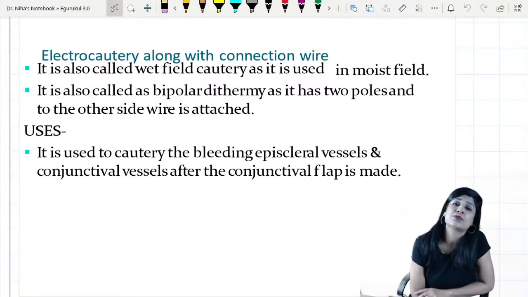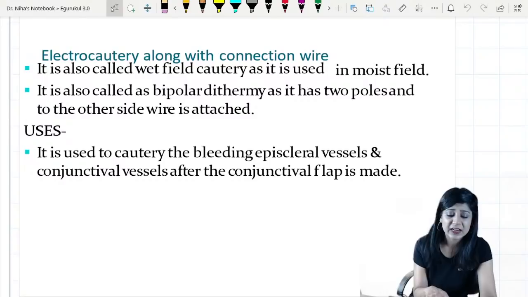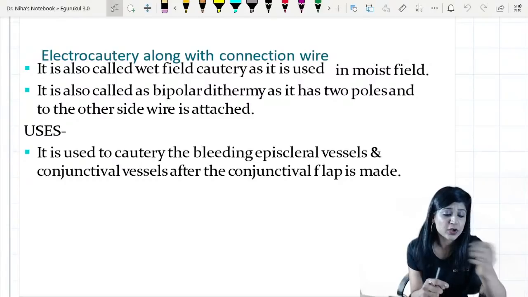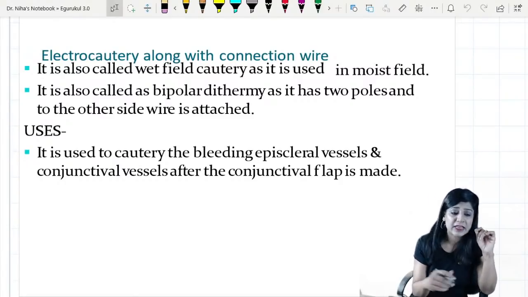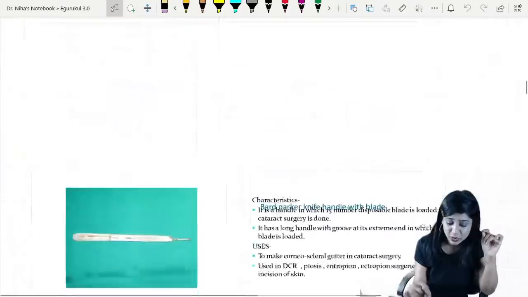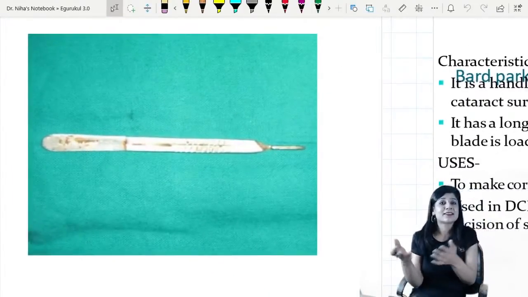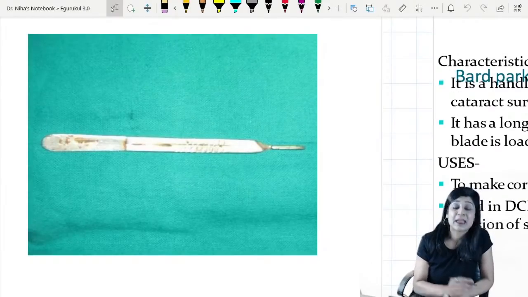So this is actually your diathermy. Diathermy is usually used to cauterize the vessels once you are making the flap. So I hope this is very clear. I think identification is not a problem. Yes, Aman is also there. Exactly. This is your cautery, and I think here your identification is not a problem. You can easily identify that this is your cautery. Then a very easy one. I think this is the first instrument that you get exposed to when you come to MBBS.